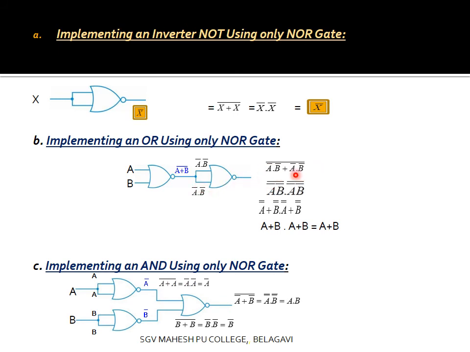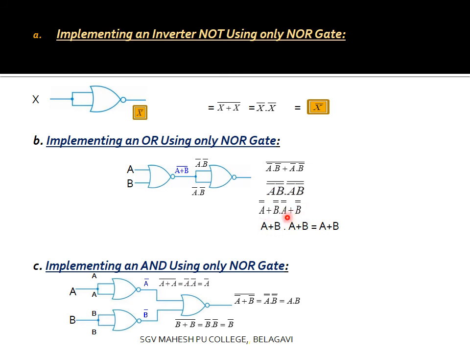So again apply De Morgan's theorem, we solve it, and we get A bar bar dot B bar bar, that is A double bar dot B double bar. So again if we apply De Morgan's theorem for this, we get A double bar plus B double bar dot A double bar plus B double bar.